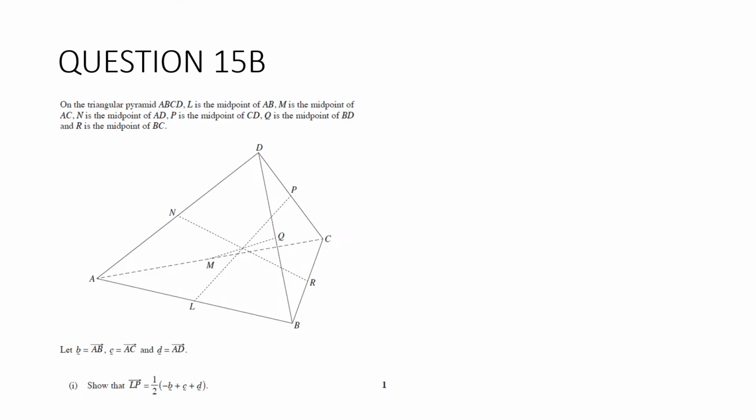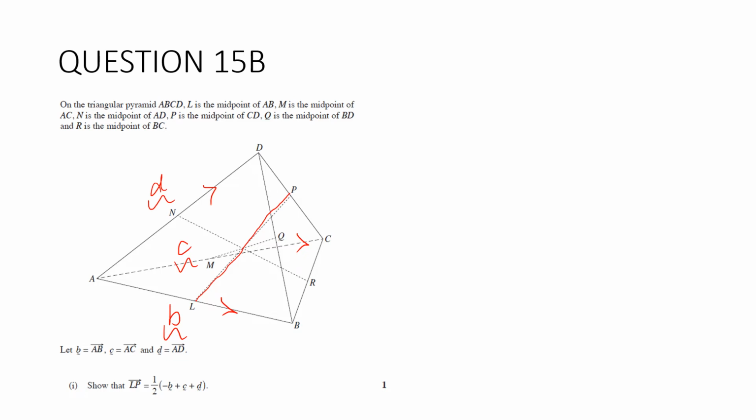15b, on the triangular pyramid ABCD, L is the midpoint of AB, M is the midpoint of AC, N is the midpoint of AD, and P is the midpoint of CD, Q is the midpoint of BD, and R is the midpoint of BC. Let the vector AB be represented by B, so that's here. Let the vector AC be represented by C, and let the vector AD be represented by D. Show that LP, which is here, is equal to a half multiplied by negative B plus C plus D.